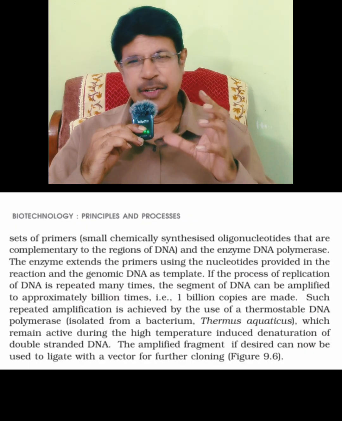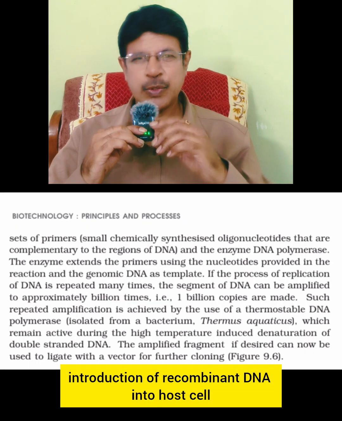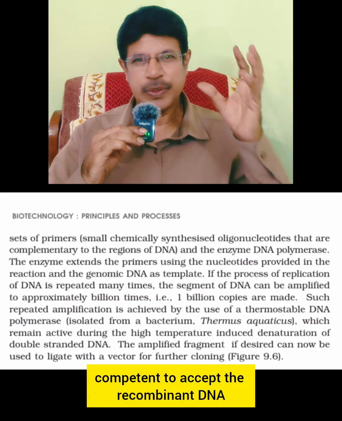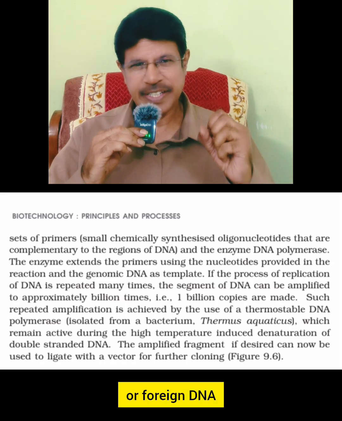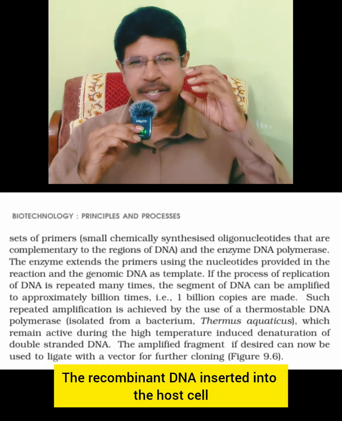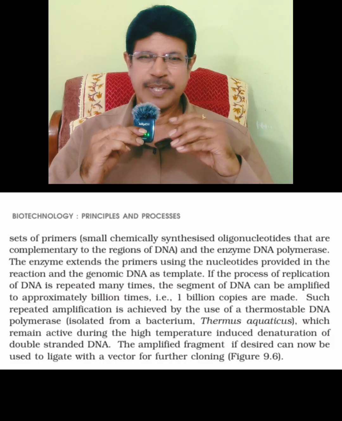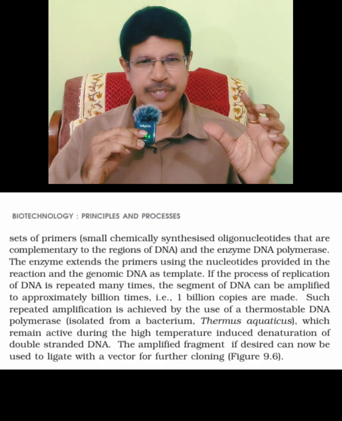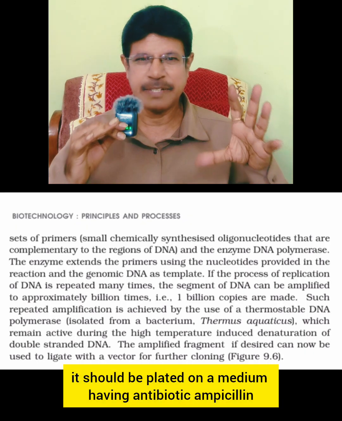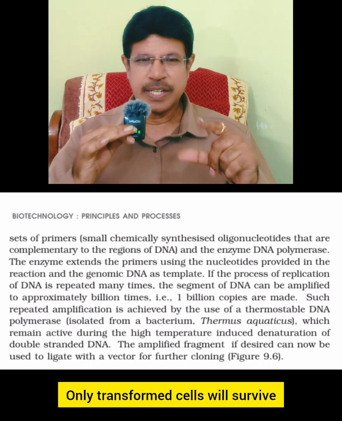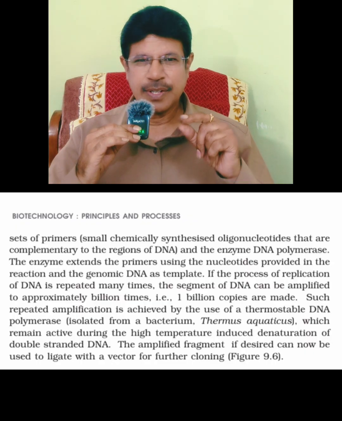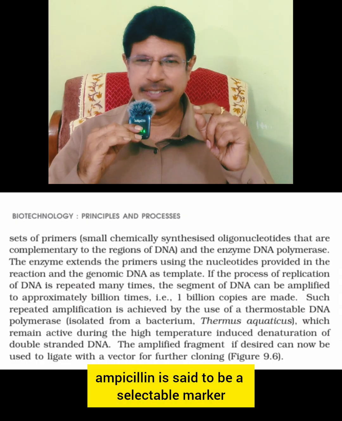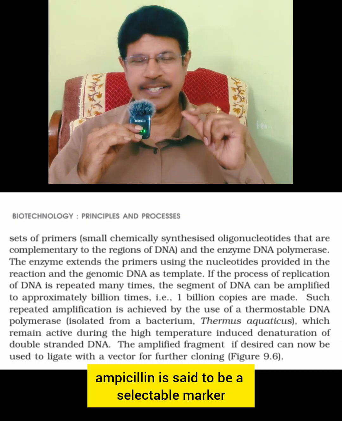Next, introduction of recombinant DNA into host cell. Plant, animal, bacterial cells, after being made competent to accept the recombinant DNA or foreign DNA, the recombinant DNA is inserted into the host cell. If the recombinant DNA bears an antibiotic resistant gene, ampicillin, it should be plated on a medium having the antibiotic ampicillin. Only transformed cells will survive, non-transformed cells would die. So in this, ampicillin is said to be a selectable marker.